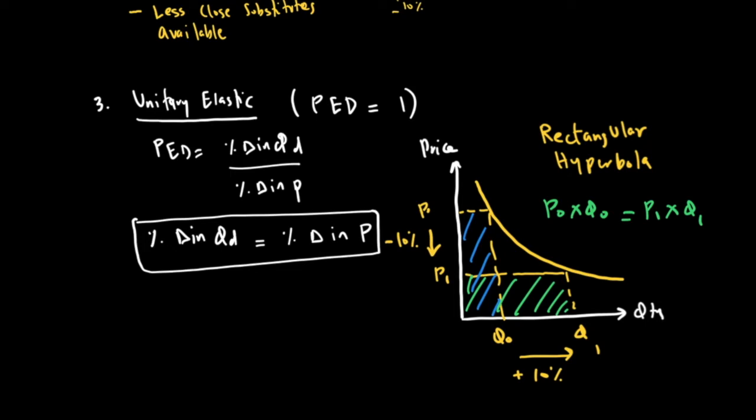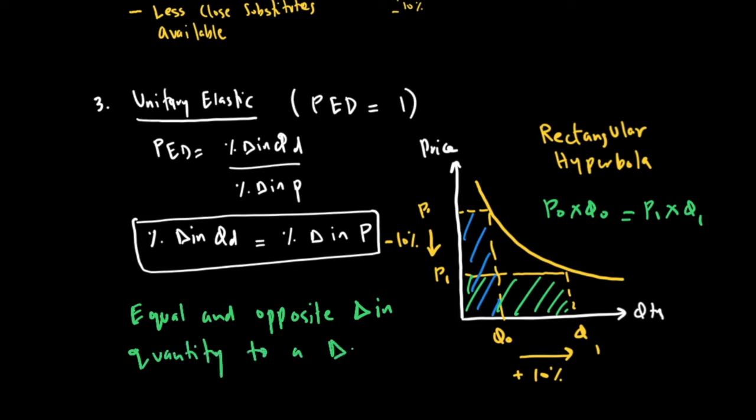But more importantly, whenever the price goes down by 10%, quantity demanded will go up by 10%. If the price goes up by, let's say, 2%, quantity demanded will go down by an equal and opposite amount. So there is an equal and opposite change in quantity to a change in price.